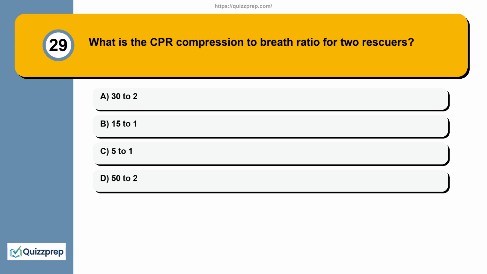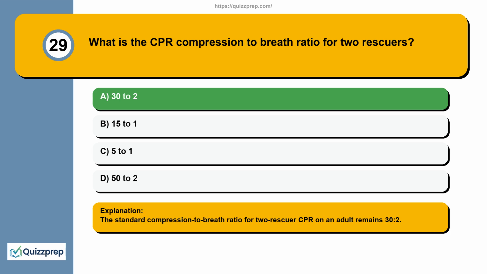Question 29. What is the CPR compression to breath ratio for 2 rescuers? 30:2, 15:1, 5:1, 50:2. The standard compression to breath ratio for 2 rescuer CPR on an adult remains 30:2.